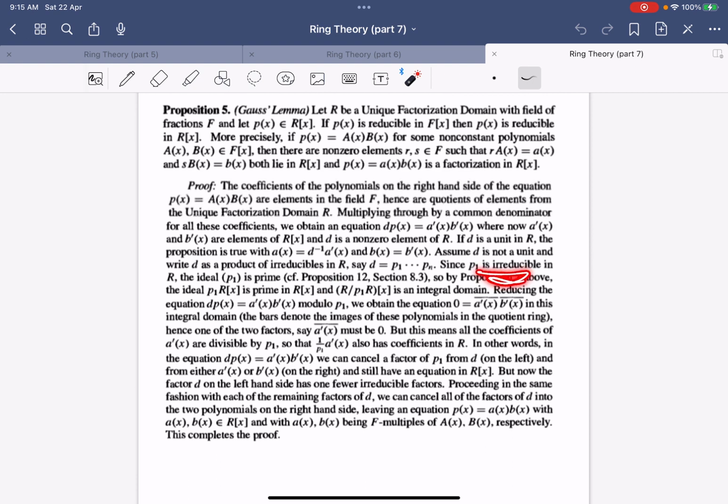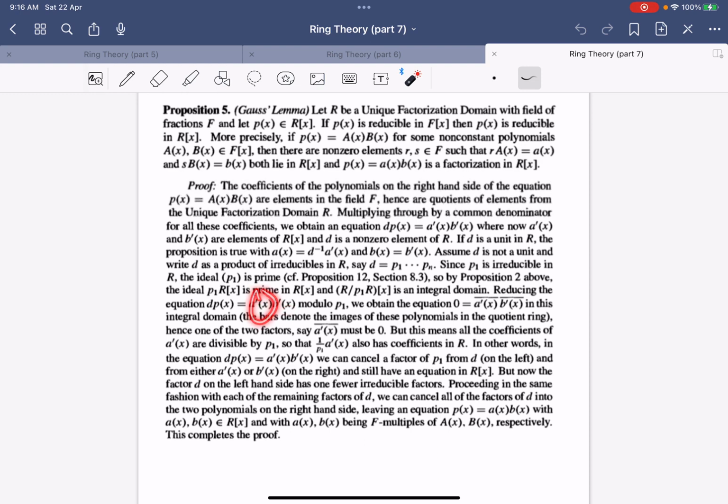And since P1 is irreducible, the ideal is prime, and so the ideal (P1) will be prime in R[x] as well, and as a result, your quotient will be an integral domain. And so we can reduce the equation to D p(x) equals a'(x) times b'(x) modulo P1. And this part will get cancelled out. And so one of these must be 0 since it's an integral domain.